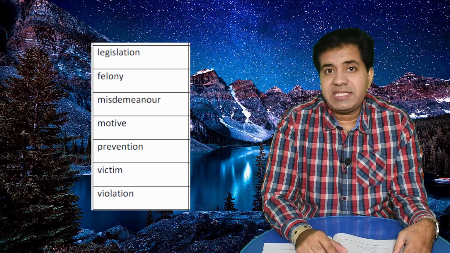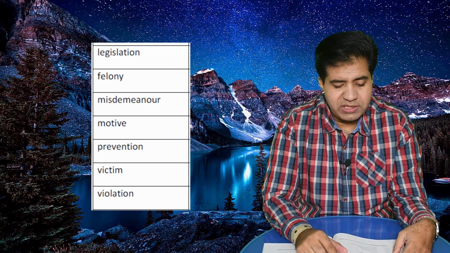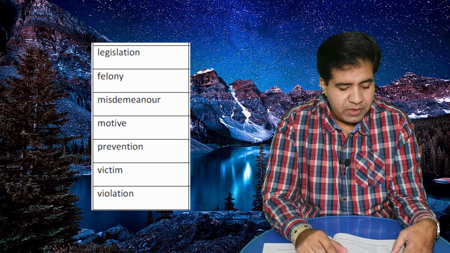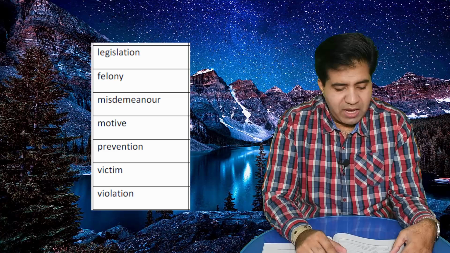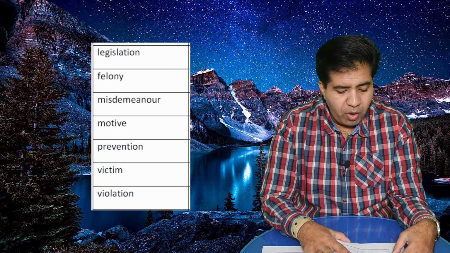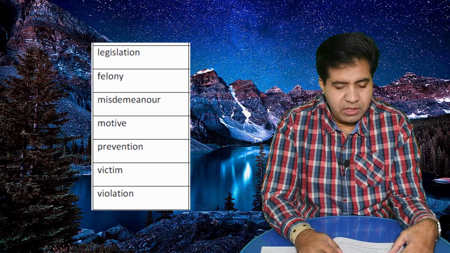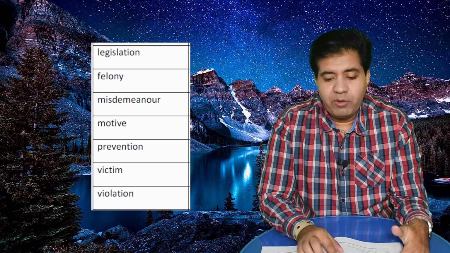Imprisonment. Legislation. Legislation means laws that are made by the government. Felony. Misdemeanor. Misdemeanor is a minor crime. Motive. Prevention. Victim. Violation.